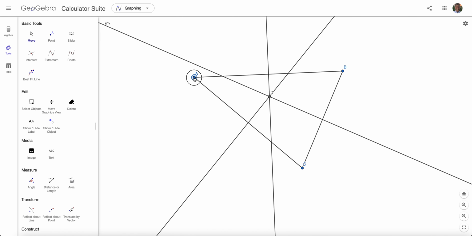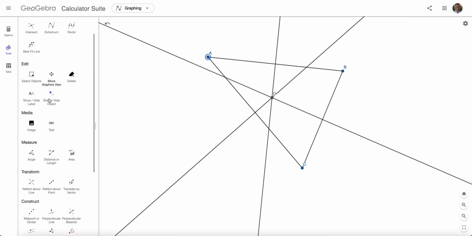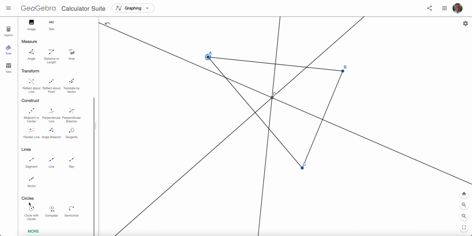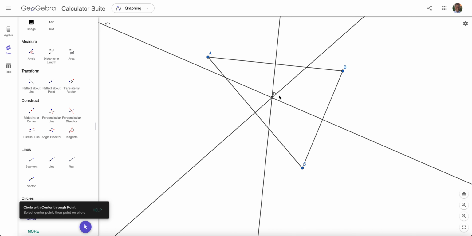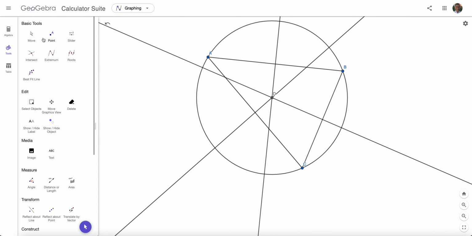Okay, one of the interesting features about the circumcenter is that it is the same distance away from points A, B, and C. So it is equidistant from A, B, and C. This means that I can draw a circle that goes through each of those points, A, B, and C, with a center at the circumcenter. So if I go over and choose, under circles, Circle with Center, and I select the center point, so my circumcenter is the center point, and then any one of the 3 vertices, we see that we have a circle that goes through all 3 points.